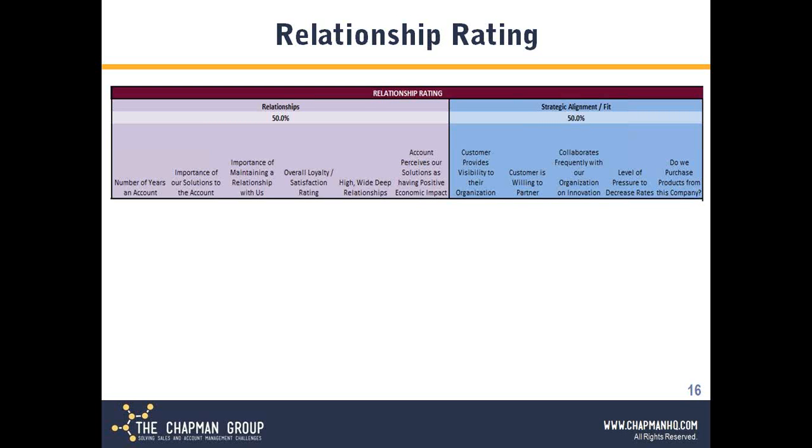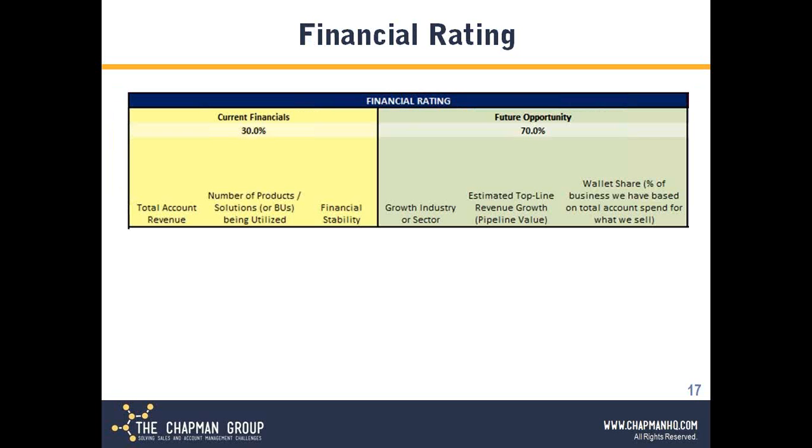Again, we're not suggesting we get rid of any accounts. We just want to use this information to help guide us in which accounts fit best to our existing servicing strategies. In the financial area, and I'm giving you a very quick snapshot of some of the categories, in current financials, we might look at total account revenue, number of products, could be number of leading products that they bought from us, and their financial stability.